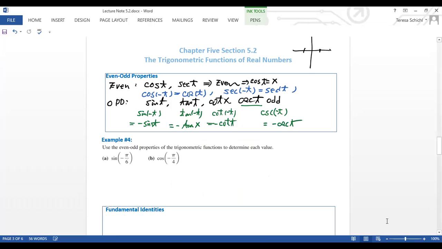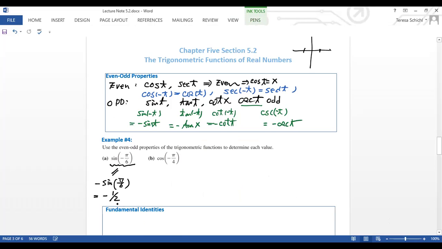So now it will be easier. Let's use the even and odd functions to find these. These ones will become easy. I know sine is odd, so this one is equal to negative sine pi over 6. Then from the special table, sine pi over 6 is 1/2.